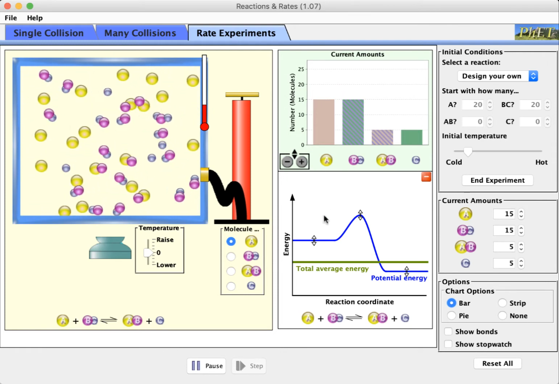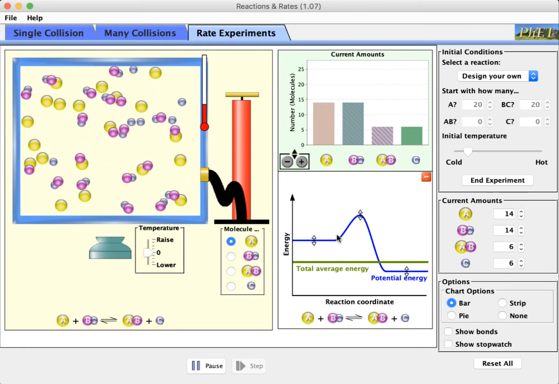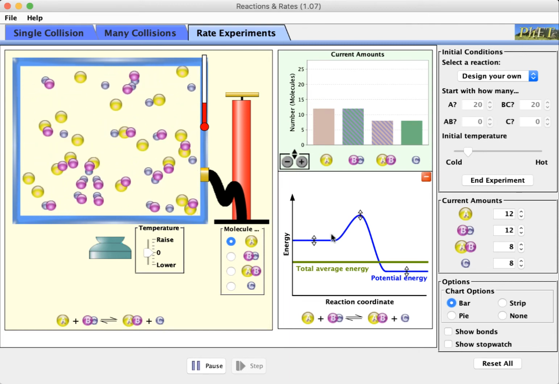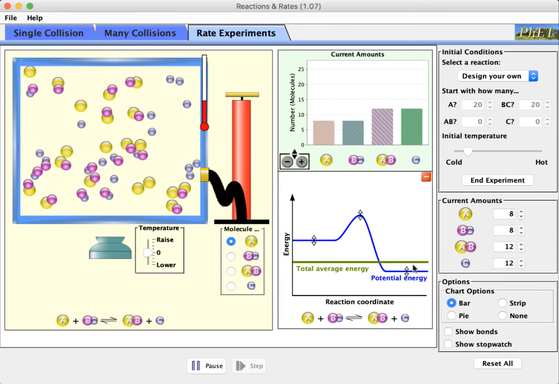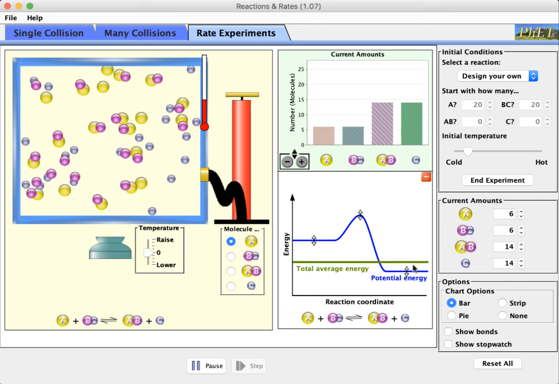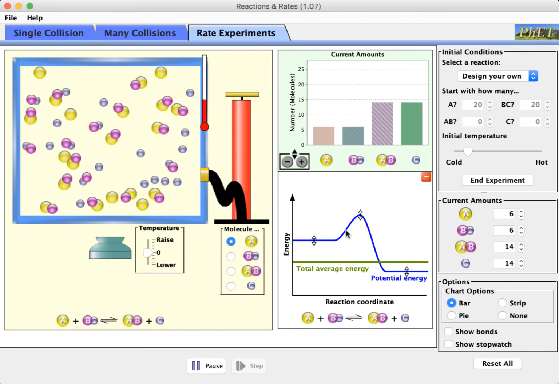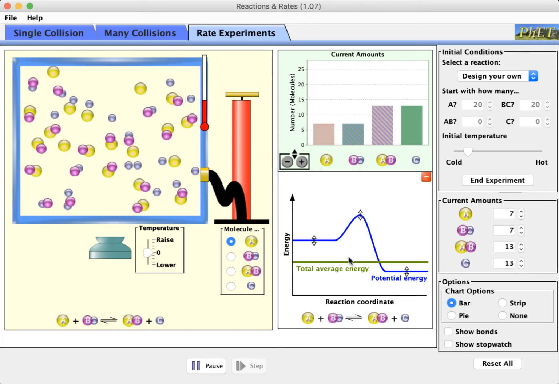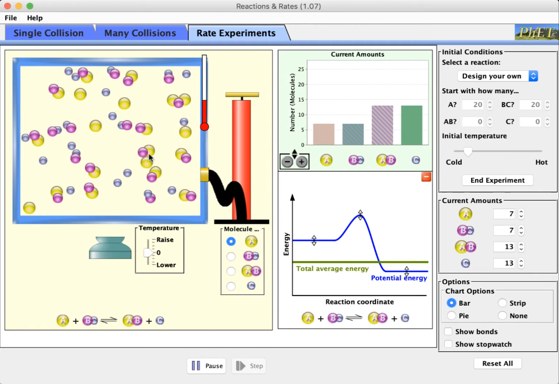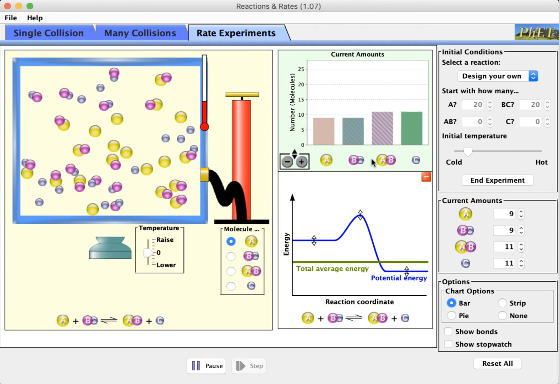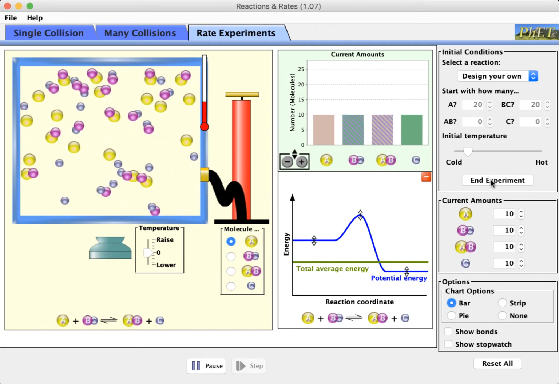We notice that this time it's a lower activation energy to go from left to right than it is from right to left. So we're going to favor the right side of the equation. And because the activation energy is lower, even at this colder temperature, it's a little easier for the collisions to be effective. And we see that the reactants and products build up pretty quickly.